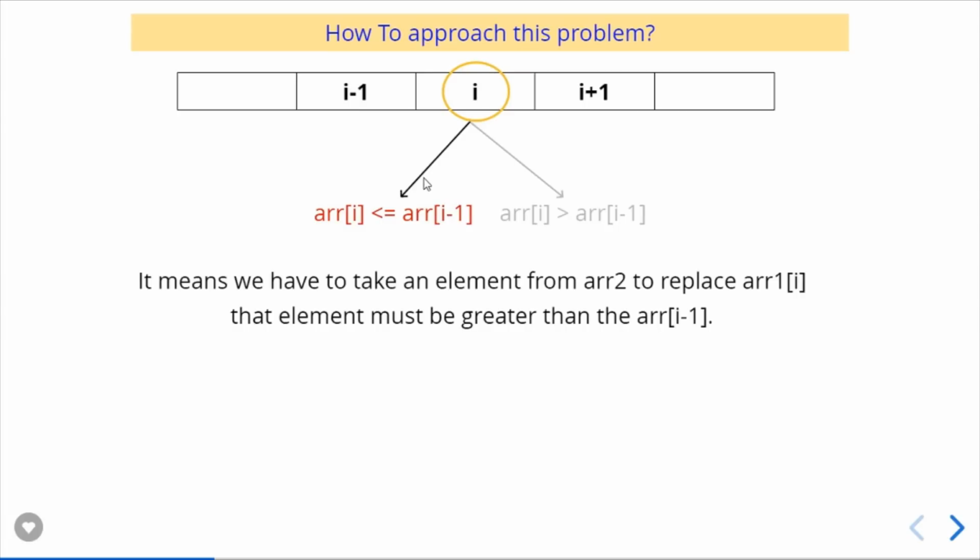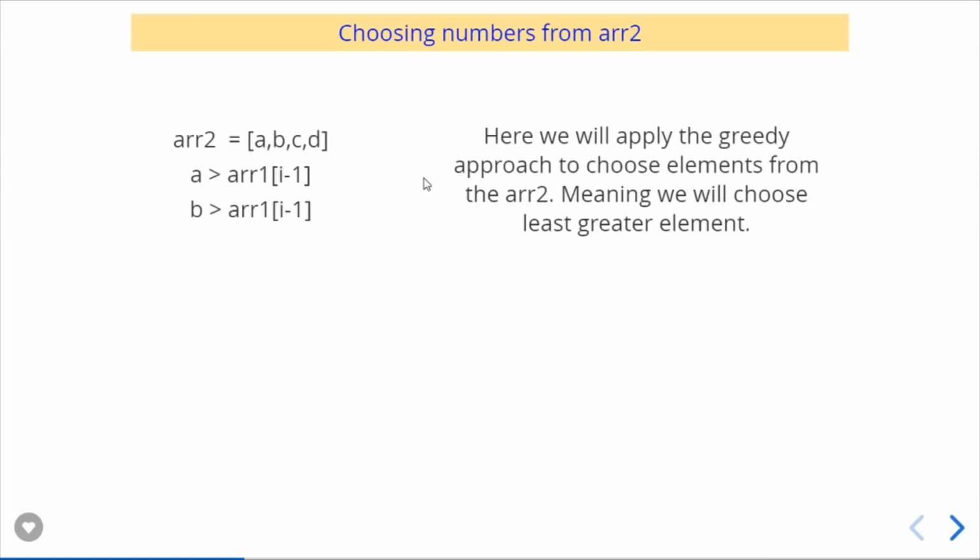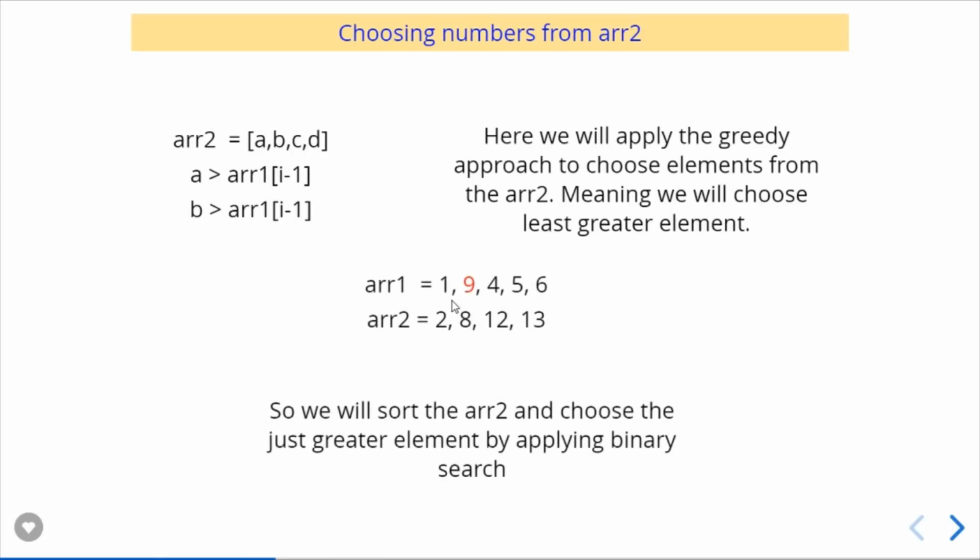Now the question arises: from which value do we need to replace? Let us look. Suppose we have array 2 like this: a b c d, some values. If a is greater than array 1 of i minus 1, meaning the i minus 1th value from array 1 has been selected, then there are two values in array 2 which are greater than that value. We can choose any value among these, but we will choose the minimum of these two values. Why? Let us look with the help of an example.